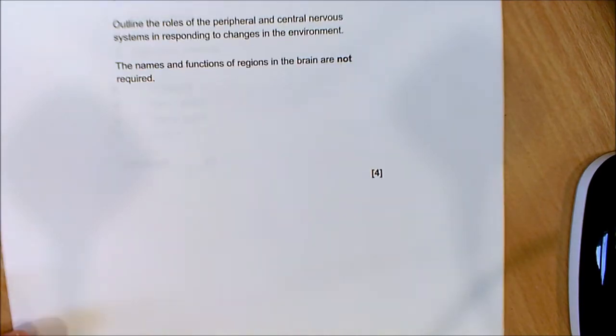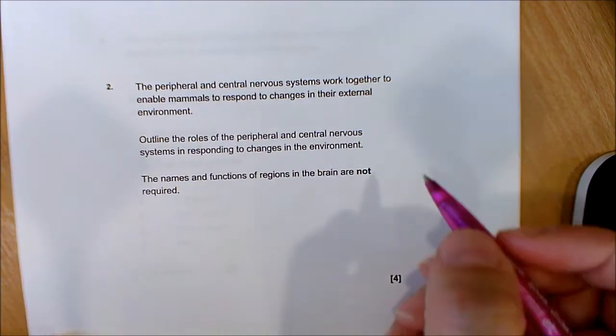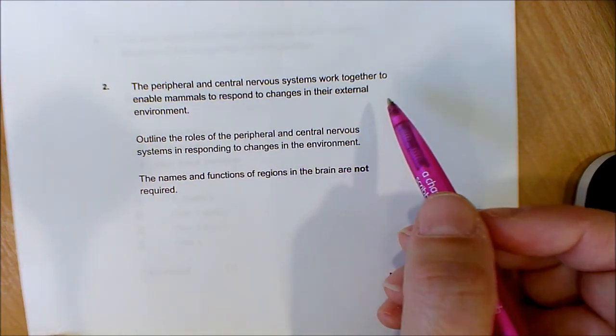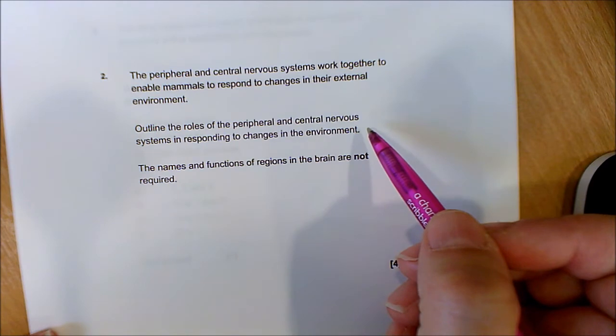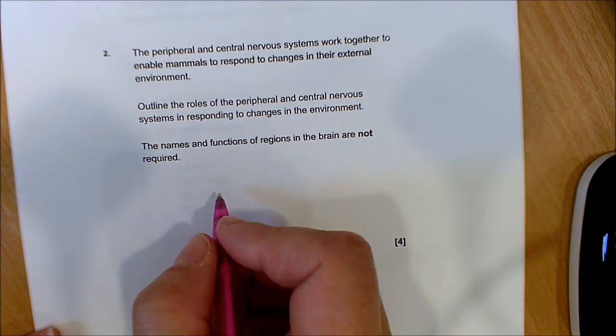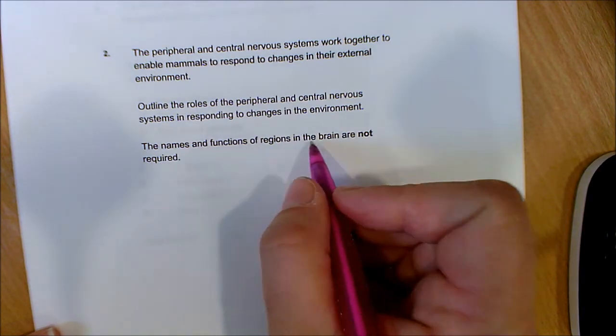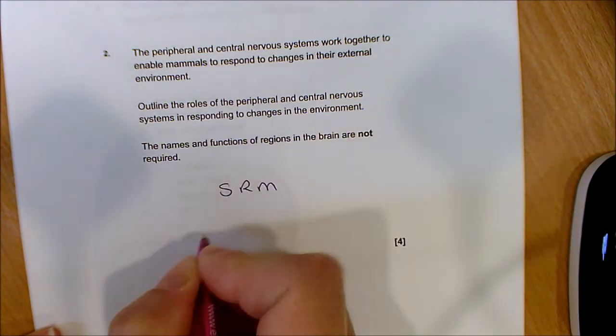Okay, question 2. The peripheral and central nervous systems work together to enable mammals to respond to changes in their external environment. Outline the roles of the peripheral and central nervous system in responding to changes in the environment. The names and functions of regions in the brain are not required.